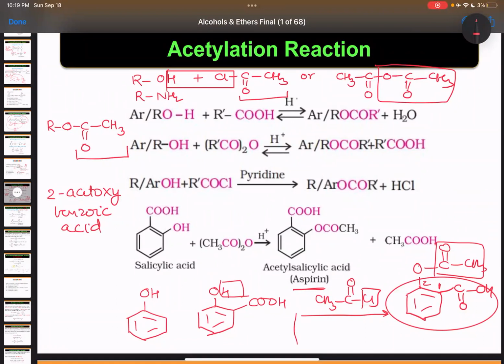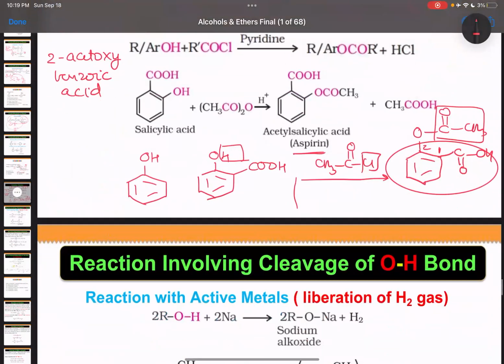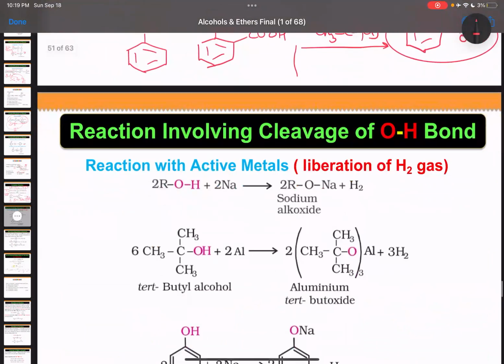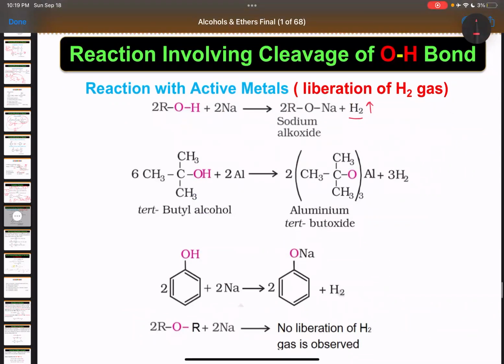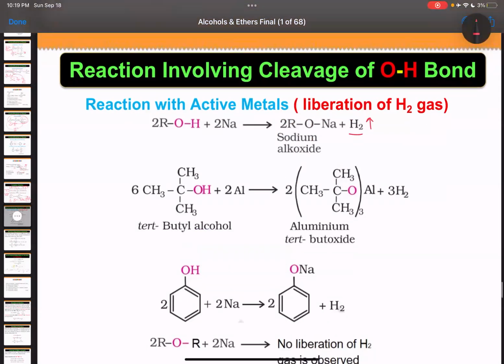Now the next thing is reaction with active metals. Alcohols have active hydrogen, acidic hydrogen, and the moment you put sodium in, what is going to happen? The sodium is going to liberate hydrogen gas, right? And this can be used to identify alcohol from different functional groups, okay?